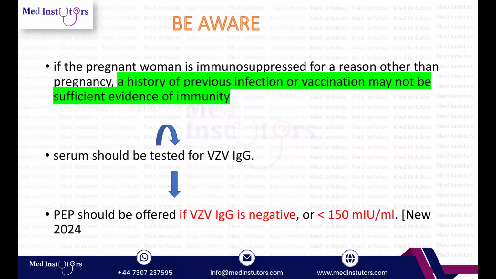Okay. And in case it is negative, or in case the titers are less than 150, we have to give her post-exposure prophylaxis. So from this slide, we understand that we have to keep a low threshold for giving them post-exposure prophylaxis because they are more at risk of contracting the disease and developing complications. And it is one of the very important slides.